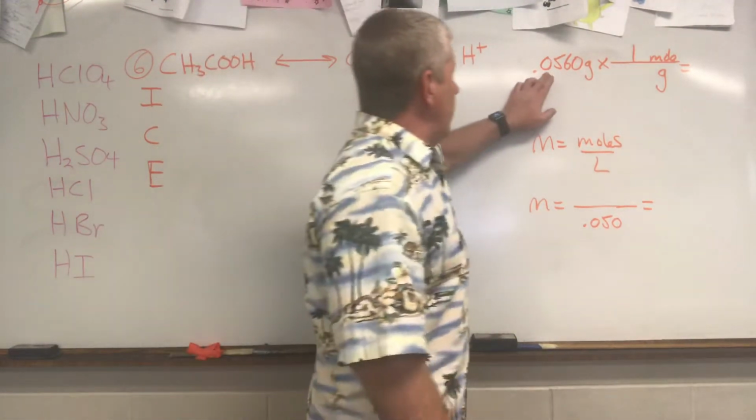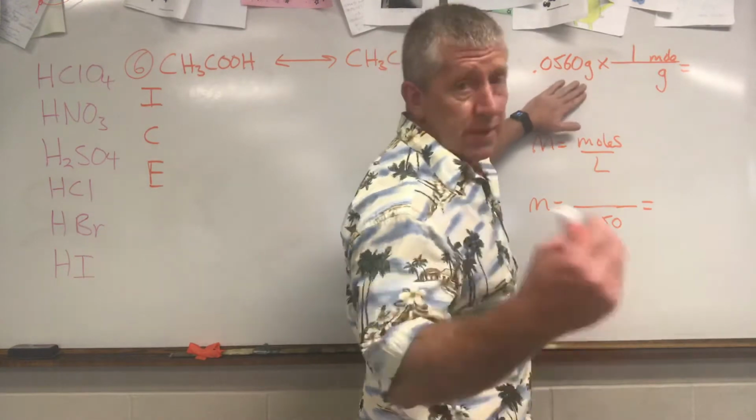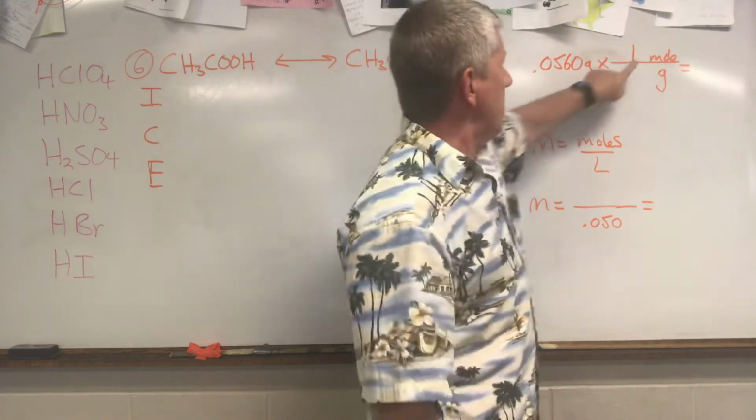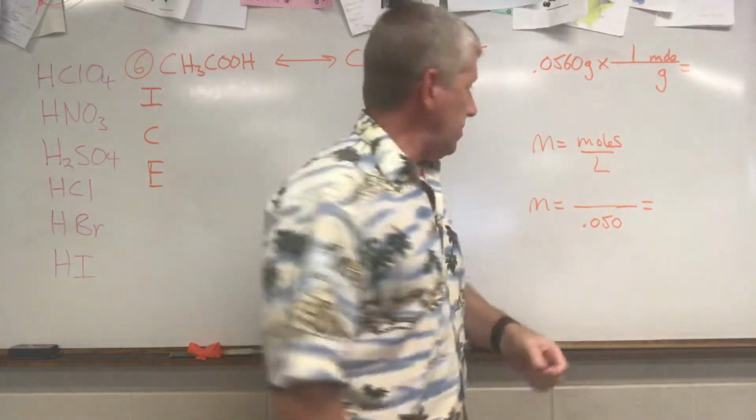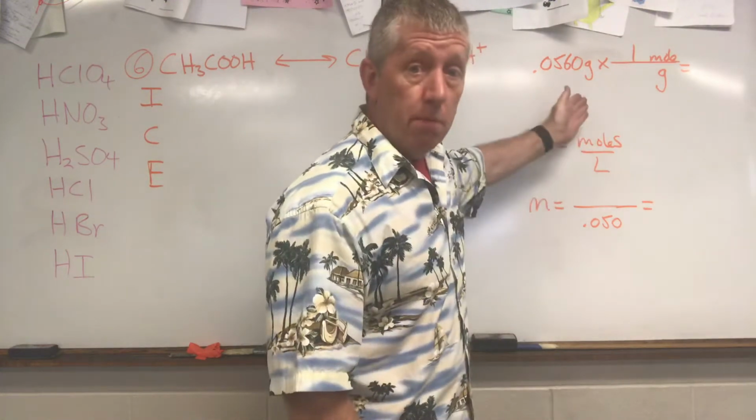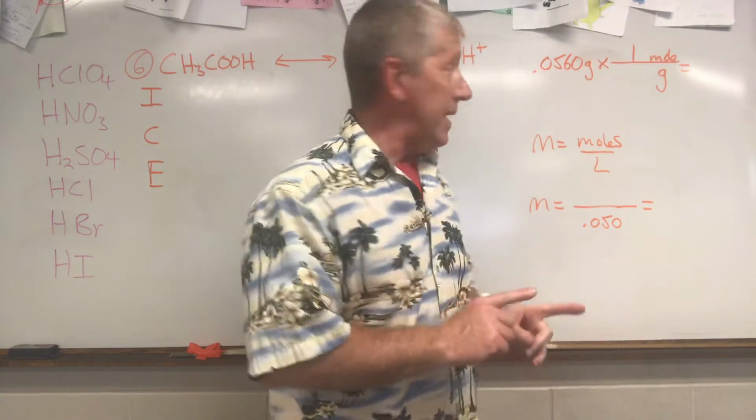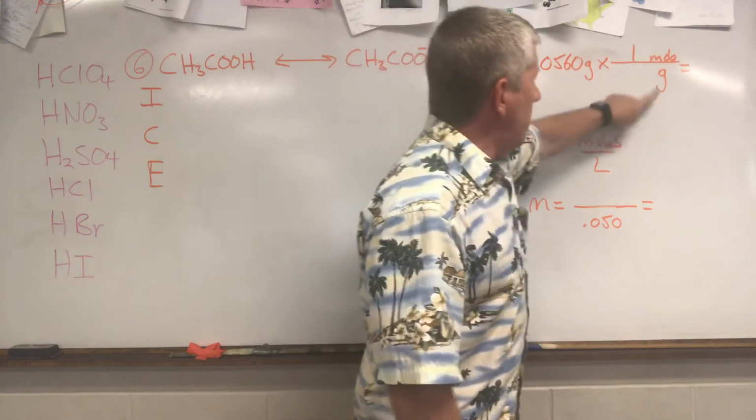So we're given 0.0560 grams of acetic acid. So we have to figure out how many moles. Why? Because you need concentration, and concentration is moles per liter. So we need the moles, and we don't have that. So we have to figure it out. We'll do a gram to mole calculation.